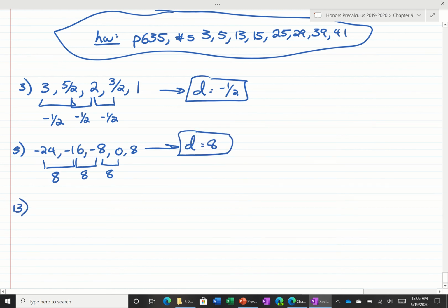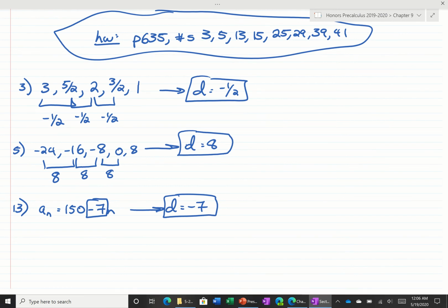Number 13, write the first 5 terms of the sequence, determine if it's arithmetic. Alright, so for number 13, Taylor Swift's favorite number, a sub n is 150 minus 7n. Really, whenever we see this, like a slope here, that's going to be our common difference. So, yeah, it is arithmetic. I could even just tell by looking at it that negative 7 would be our common difference.